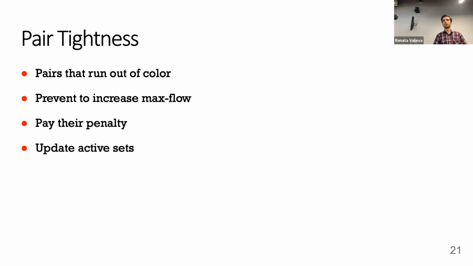Here we define pair tightness. So what is pair tightness? It means that we run out of the color of a pair, and we cannot use the color anymore because of the constraint that we had. We don't want to use the color of a pair more than its penalty. So yeah, we define pair tightness. We call a pair tight if we cannot use its color anymore.